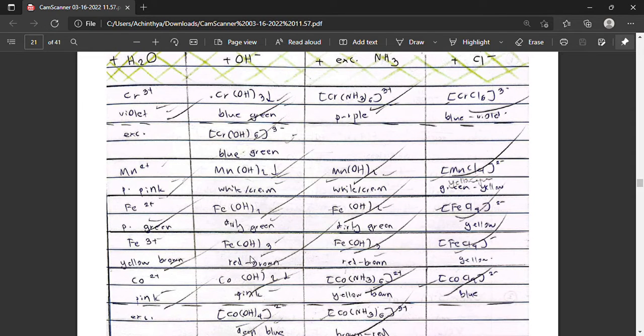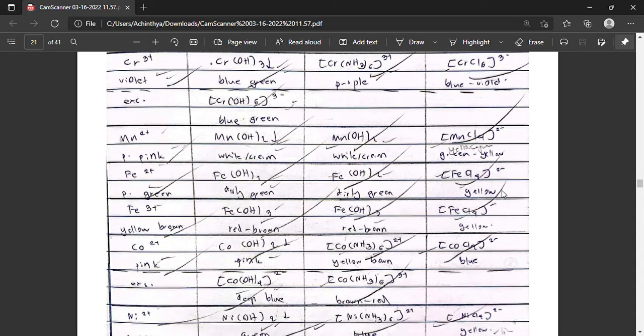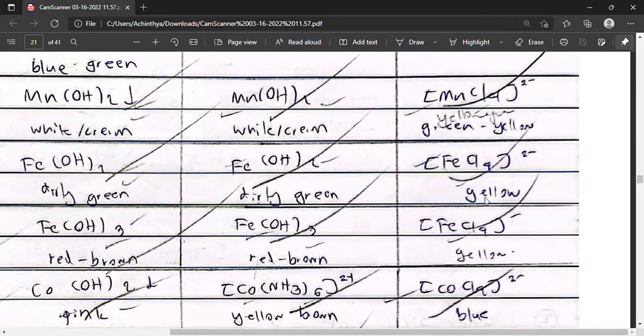And these precipitates do not dissolve in excess hydroxide or excess ammonia, as shown here. When excess chloride is added into the ferrous and ferric ion solutions, it forms their respective chlorocomplexes, which are yellow in color. Both of them are yellow. Here it's 2-, here is 3-.